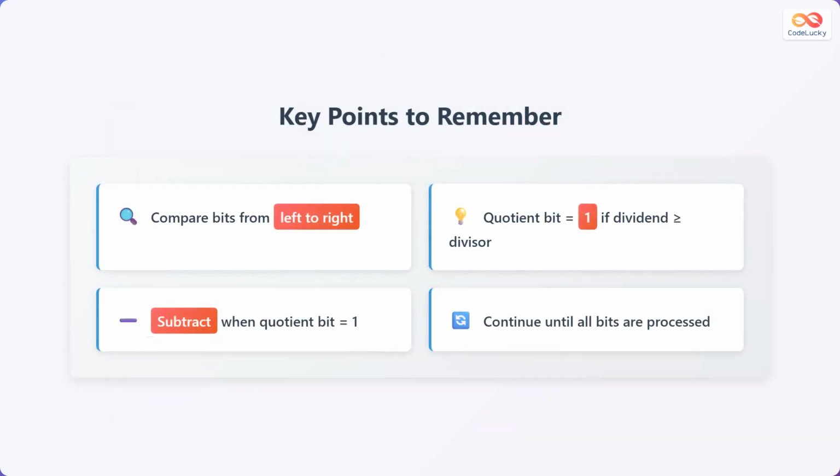Here are some key points to remember when performing binary division. Compare bits from left to right. If the dividend is greater than or equal to the divisor, the quotient bit is 1. Subtract when the quotient bit is 1. Continue these steps until all bits are processed.